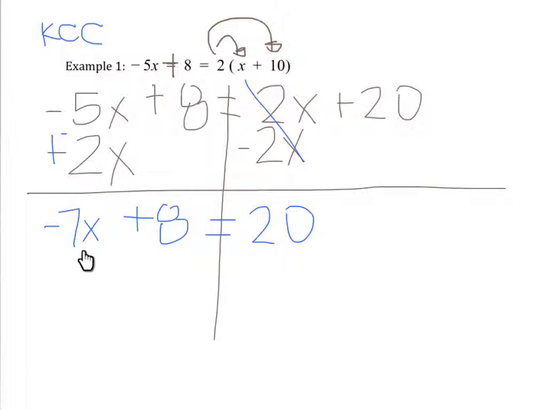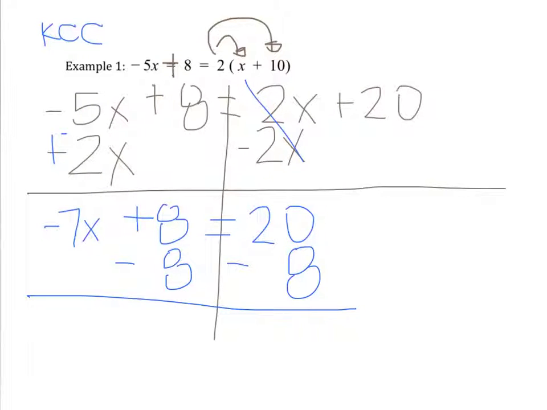Remember, we want to get x alone on this side. So that means I have to move the plus 8. In order to move a plus 8, I need to do the inverse of addition. What's the inverse of addition? Subtraction. I need to keep it balanced on both sides. I'm going to draw my line. Plus 8 and minus 8 are going to cancel. I'm going to be left with negative 7x equals 20 minus 8 is going to give me 12.